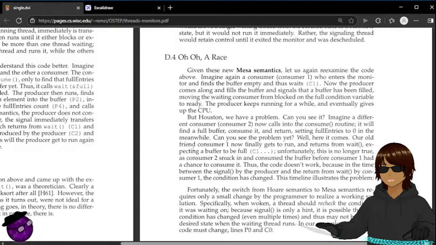Well, here it comes. Our old friend consumer one now gets to run. Let us again examine the code above. Imagine again consumer one who enters the monitor and finds the buffer empty and thus waits. Now the producer comes along and fills the buffer, signals that a buffer has been filled.